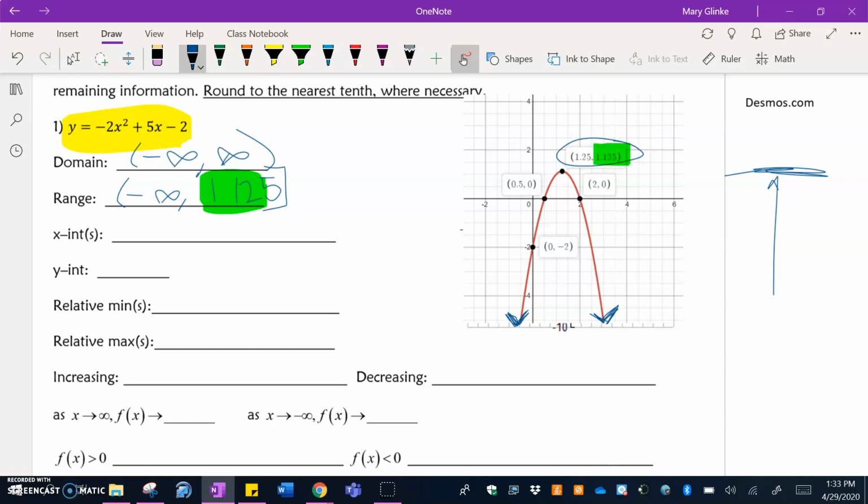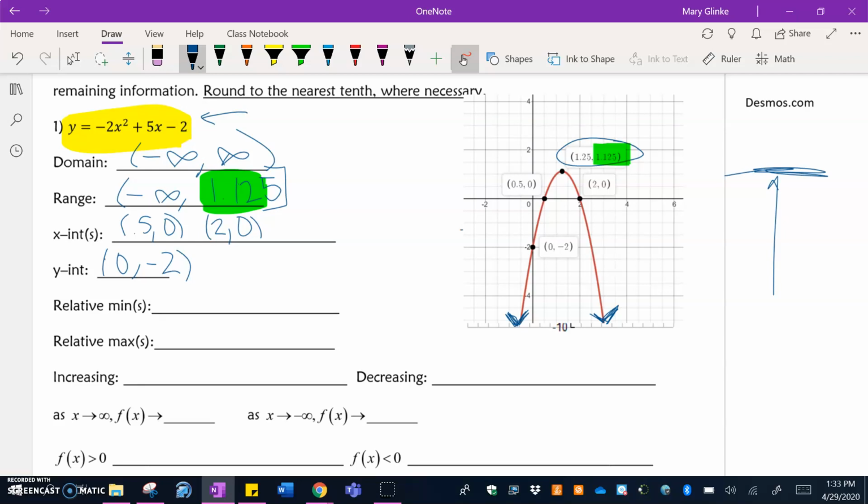My x-intercept I was able to find again with this, so I don't have to estimate them. I know for sure they are 0.5, 0 and 2, 0. And my y-intercept here is 0, negative 2. Both I know that from my graph, and that's what my constant is at the end of this equation.